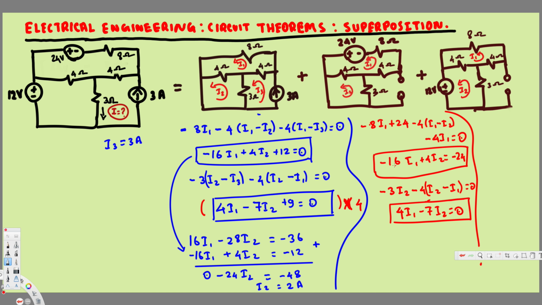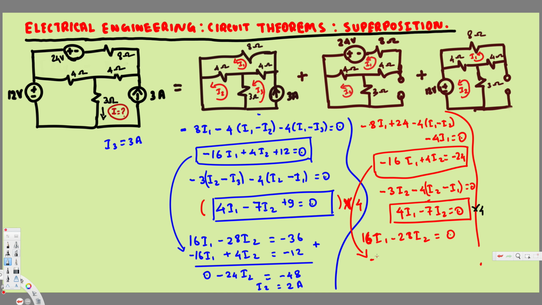Again, you can see that we have negative 16 I1, positive 4 I1. So if I multiply this one by 4, I will get positive 16. So I can cancel them, right? So let's go ahead and do that. Here, if I multiply this one, that's going to be plus 16 I1, and 7 times 4, that's going to be 28 I2, and 0 times 4, that's going to be just 0.